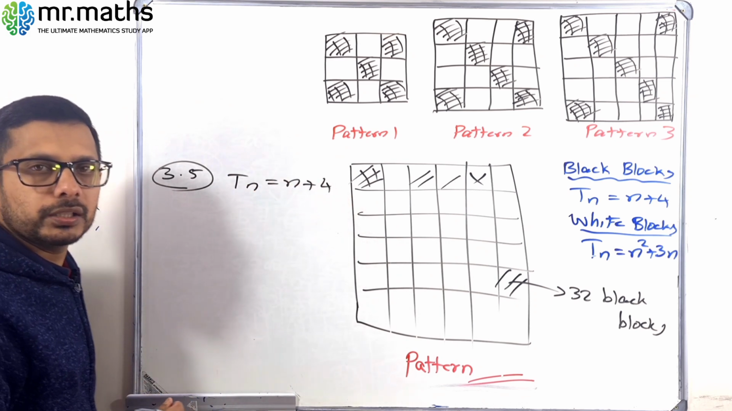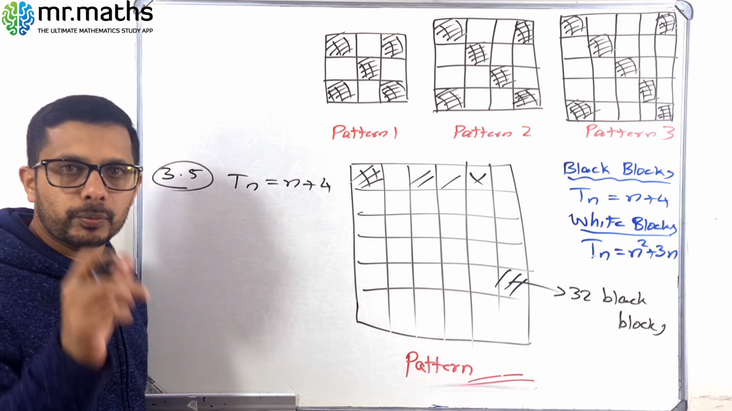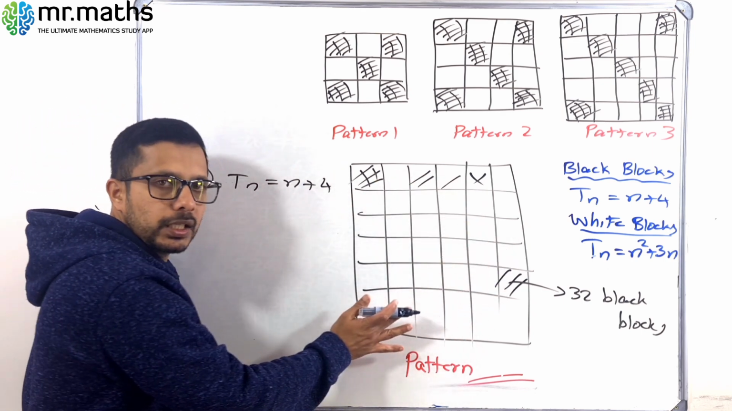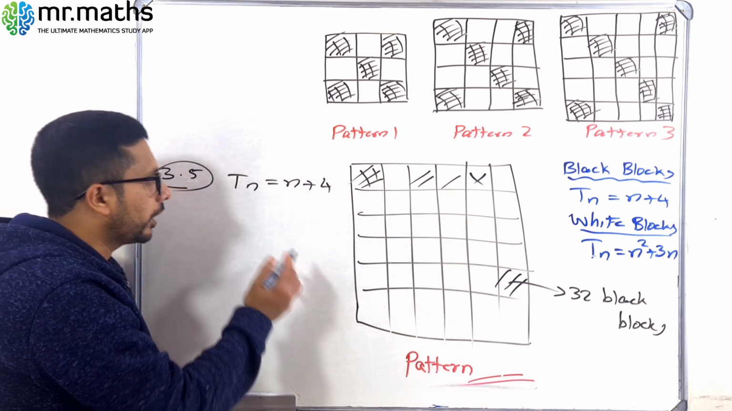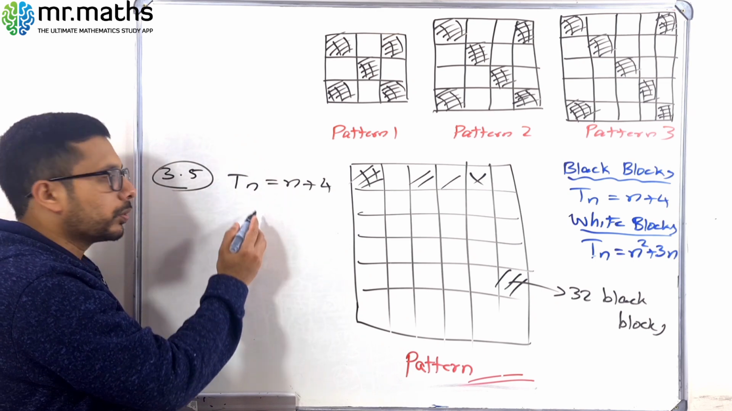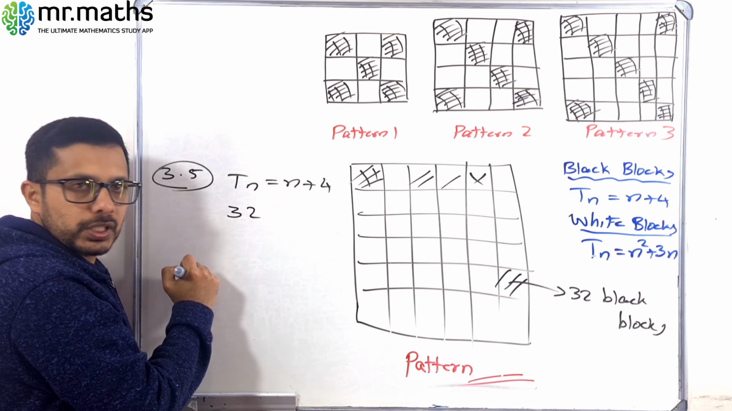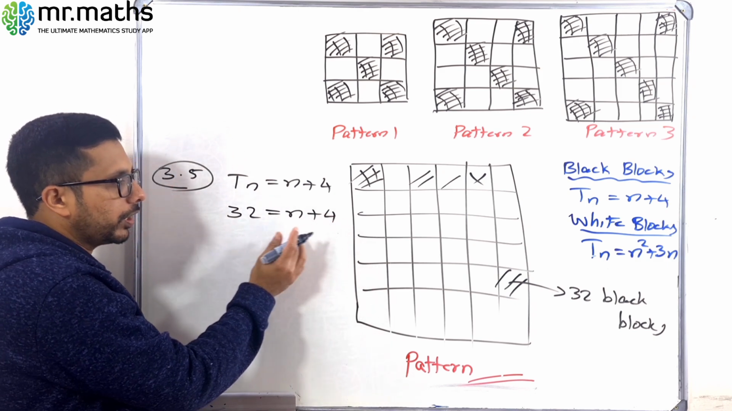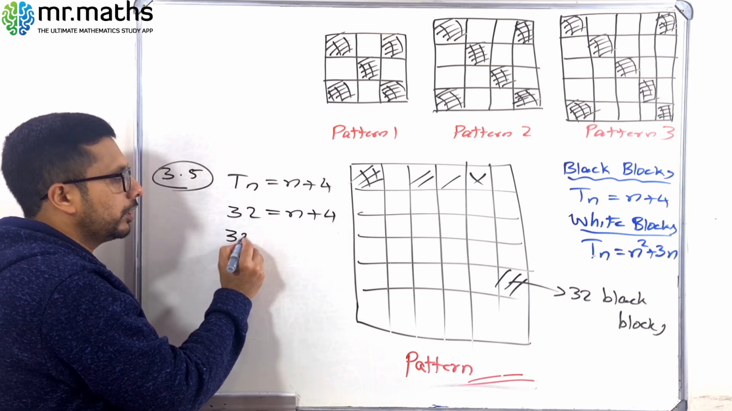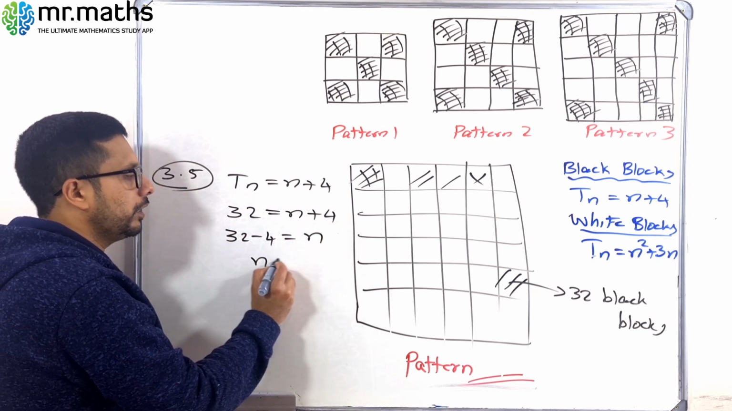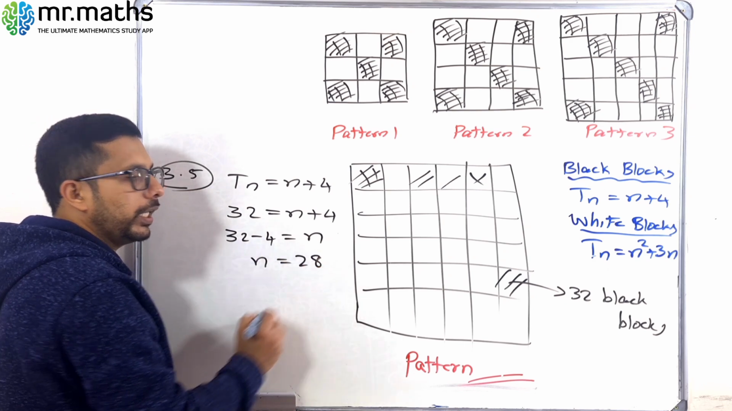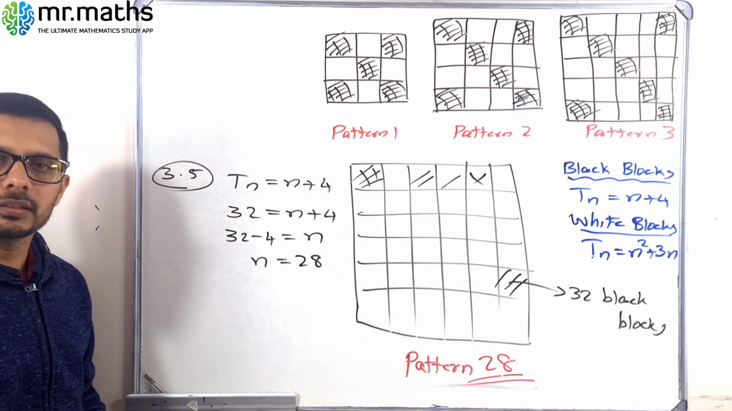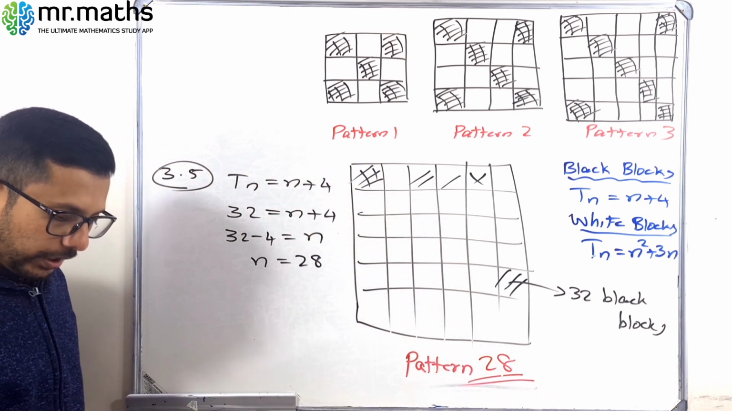That is the general formula to count how many black blocks are there. In this pattern there are 32 black blocks. That means you have to substitute Tn as 32. So 32 is equal to n plus 4. How can I find n? Take this 4 to this side, so n is equal to 32 minus 4, which is 28. So this is the 28th pattern. Pattern number 28.